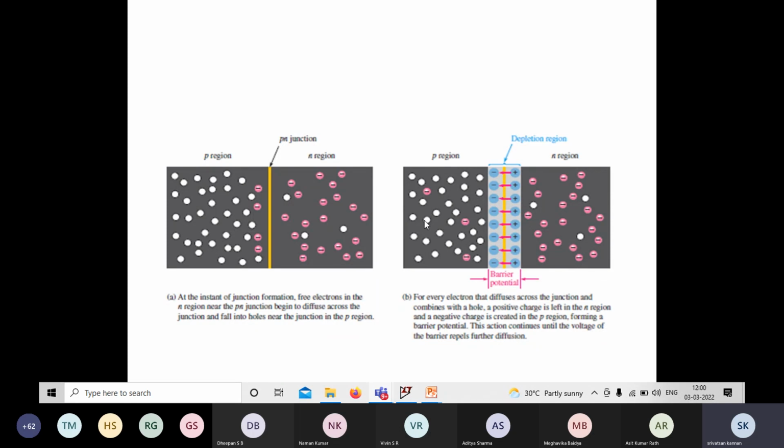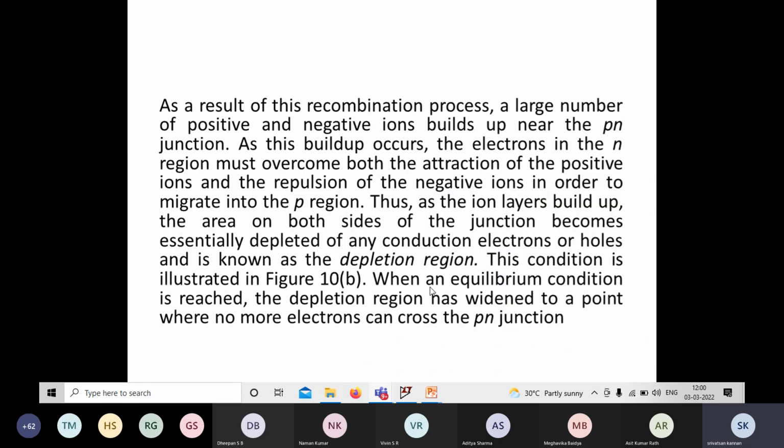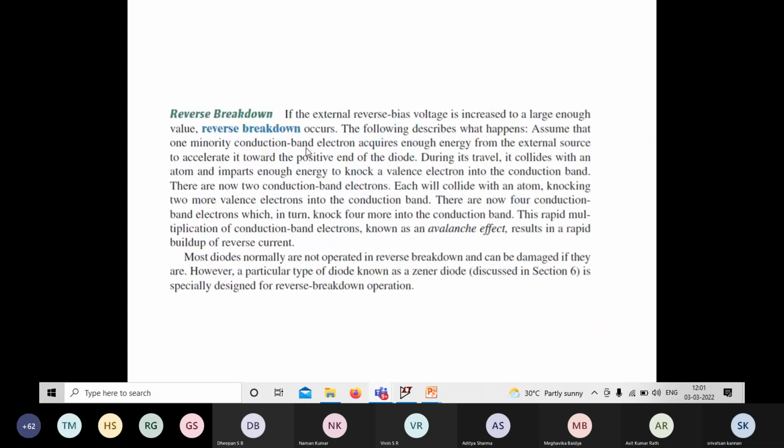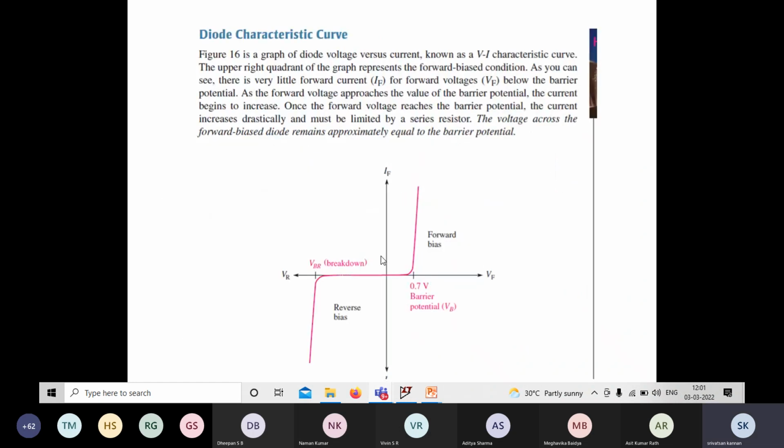So at forward bias, the diode will conduct only if the applied potential is greater than about 0.7 volt. That is for silicon, and this is for the germanium. And this is the depletion region, and the forward bias characteristics of the diode.